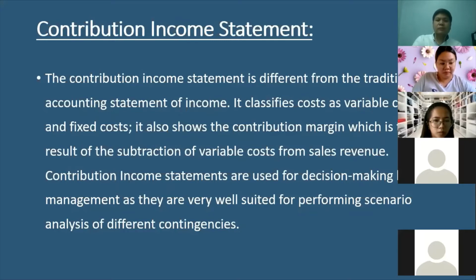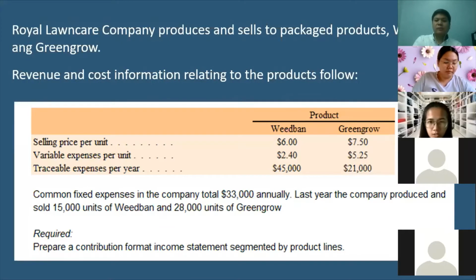of different contingencies. So for the next slide po, ito po yung exercise natin from the Royal Lawn Care Company. It produces and sells packaged products, the Wheat Ban and the Green Grow. So we can see the table below.